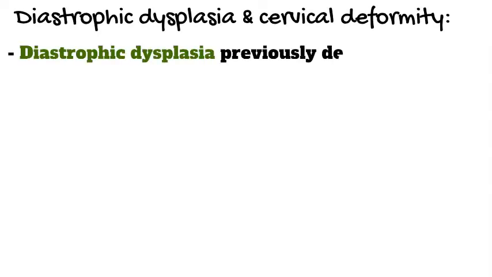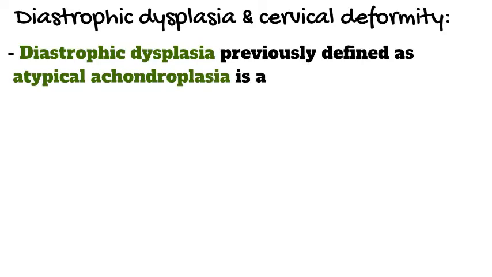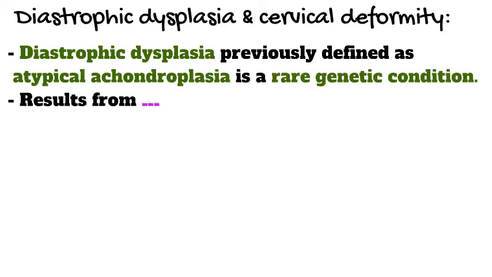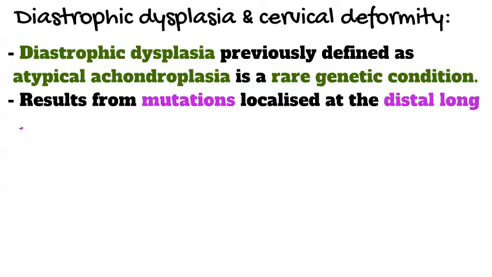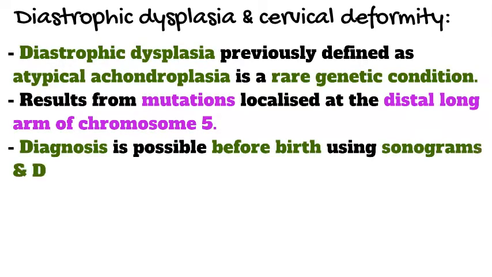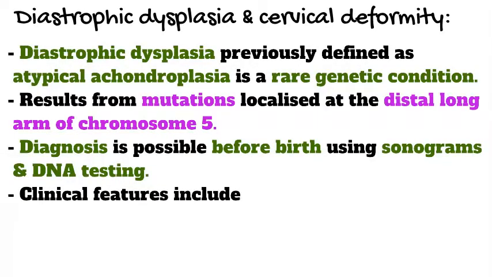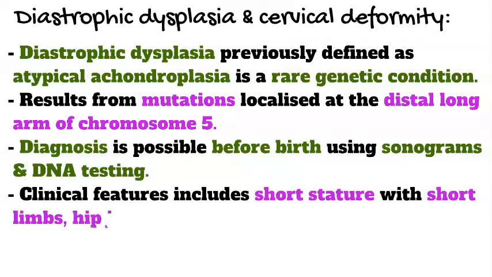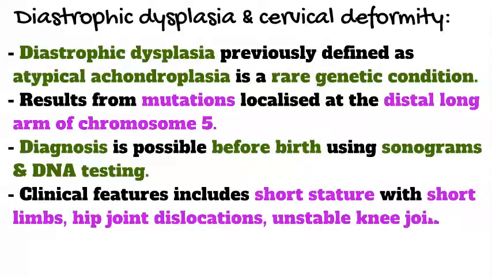Next, regarding diastrophic dysplasia and cervical deformity. Diastrophic dysplasia, previously defined as atypical achondroplasia, is a rare genetic condition. It results from a mutation localized at the distal long arm of chromosome 5. Diagnosis is possible before birth using sonograms and DNA testing. Clinical features include short stature with short limbs, hip joint dislocation, unstable knee joint, and club feet.